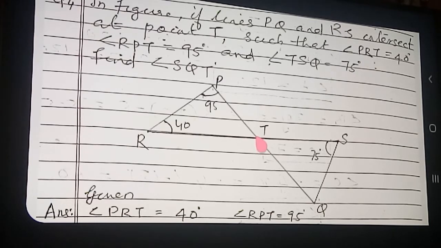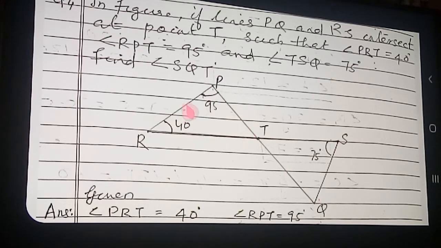Such that angle PRT is equal to 40 degrees, and angle RPT is given as 95 degrees. And angle TSQ is also given as 75 degrees. What do you want to find out? You want to find out angle SQT.